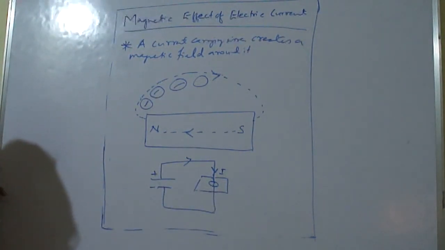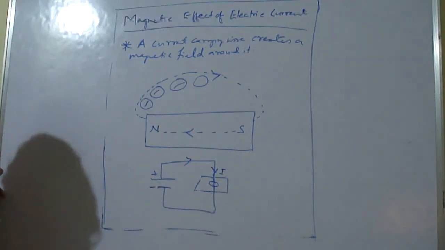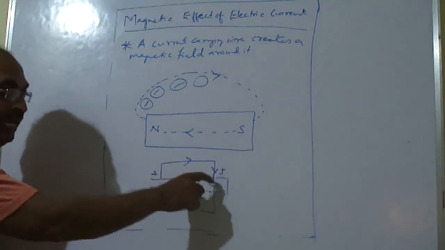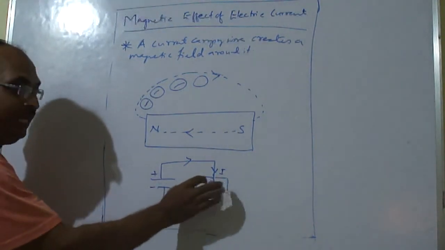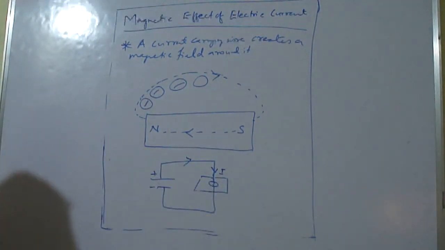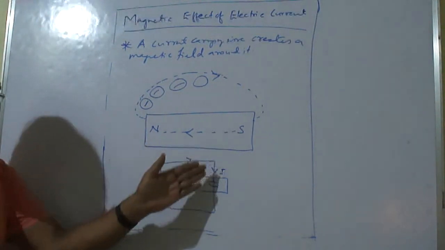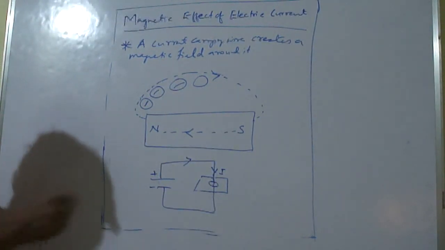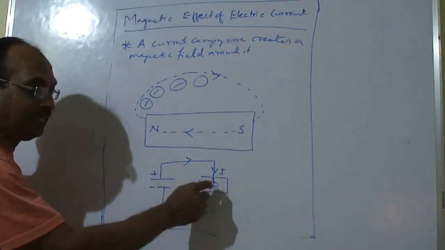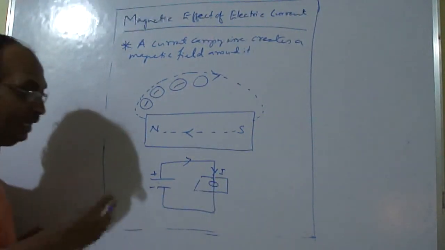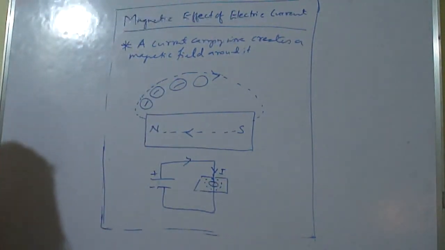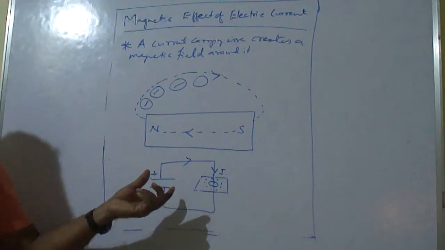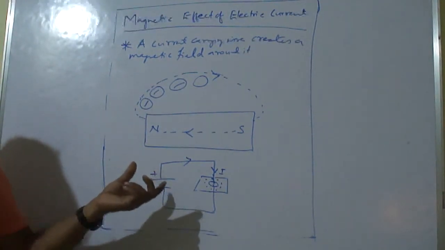In this activity what you are doing? You are taking a cardboard, making a center hole, making the current carrying wire pass through that center hole, and then some iron filings are dropped surrounding that wire. When you make the current flow on that wire, these iron filings will align themselves in a circular direction, showing the presence of magnetic field.